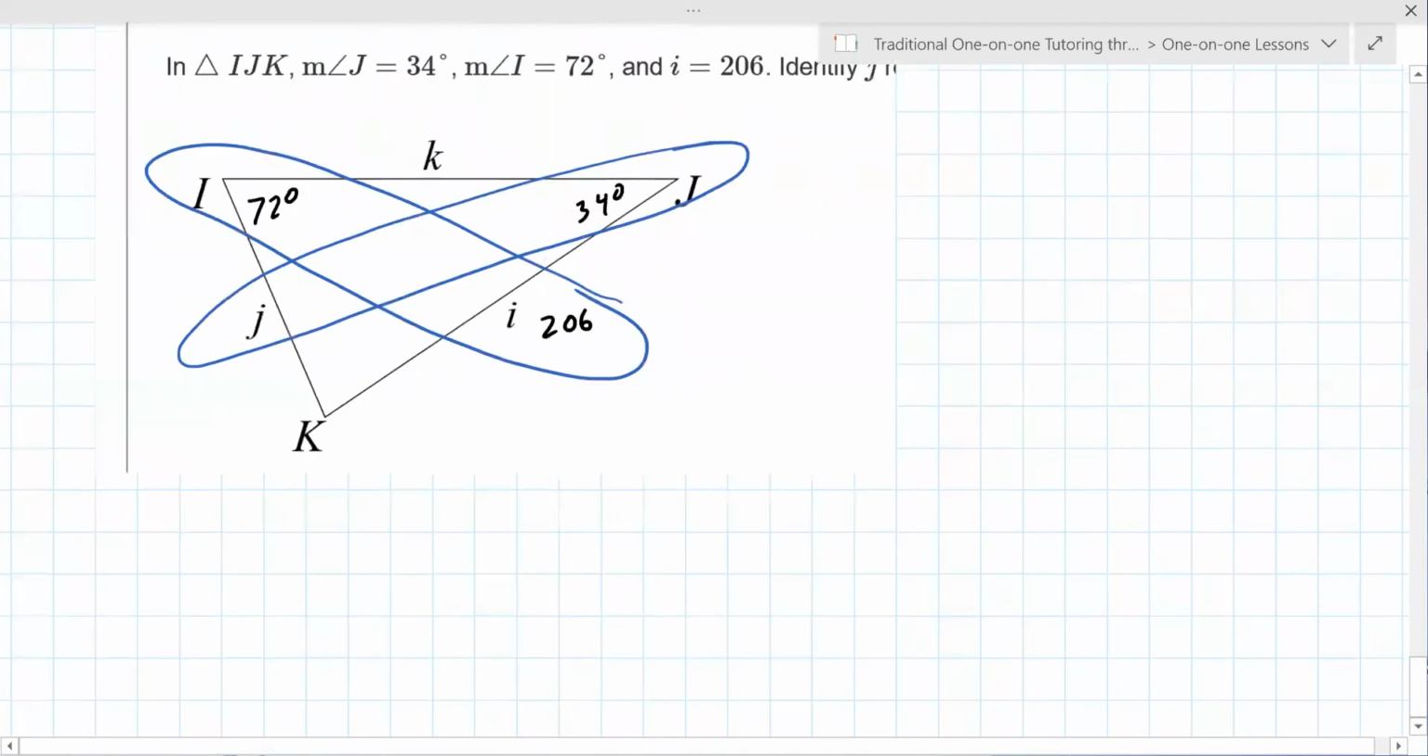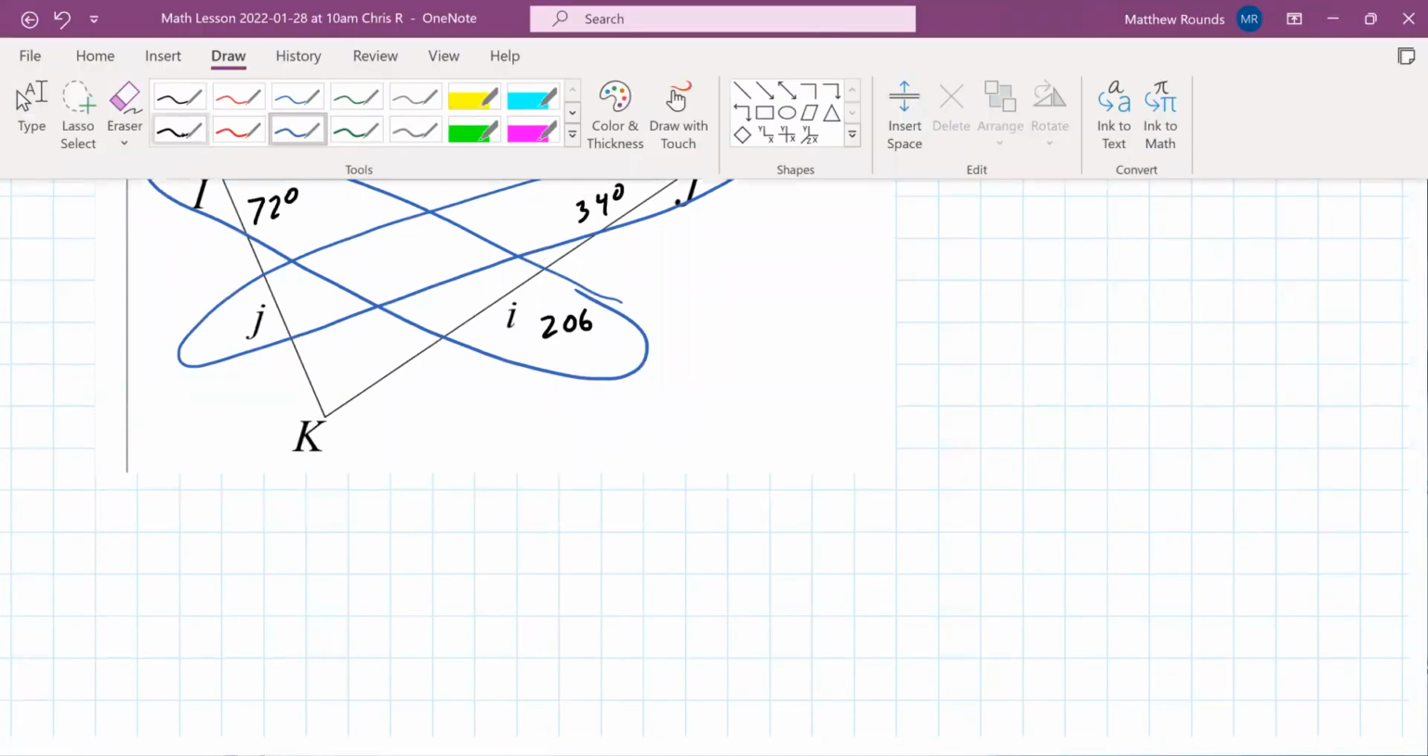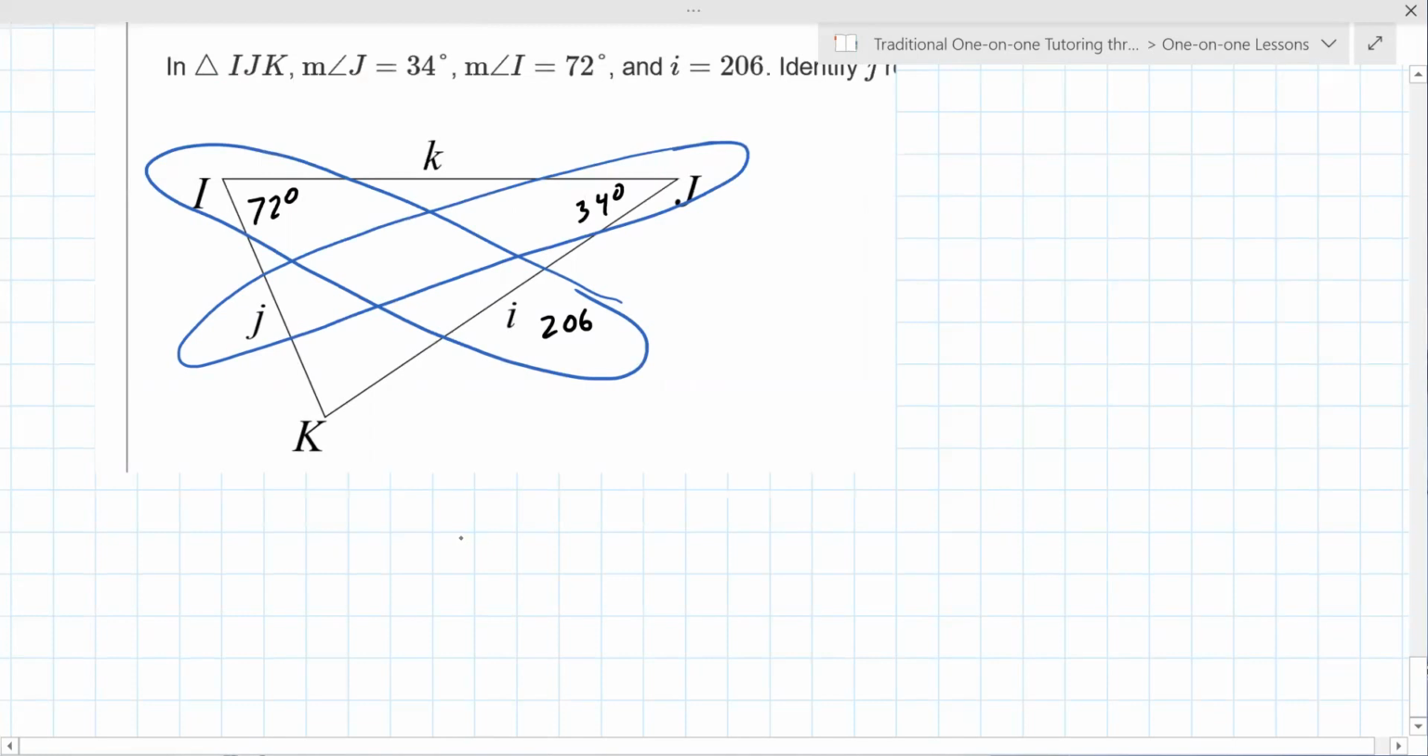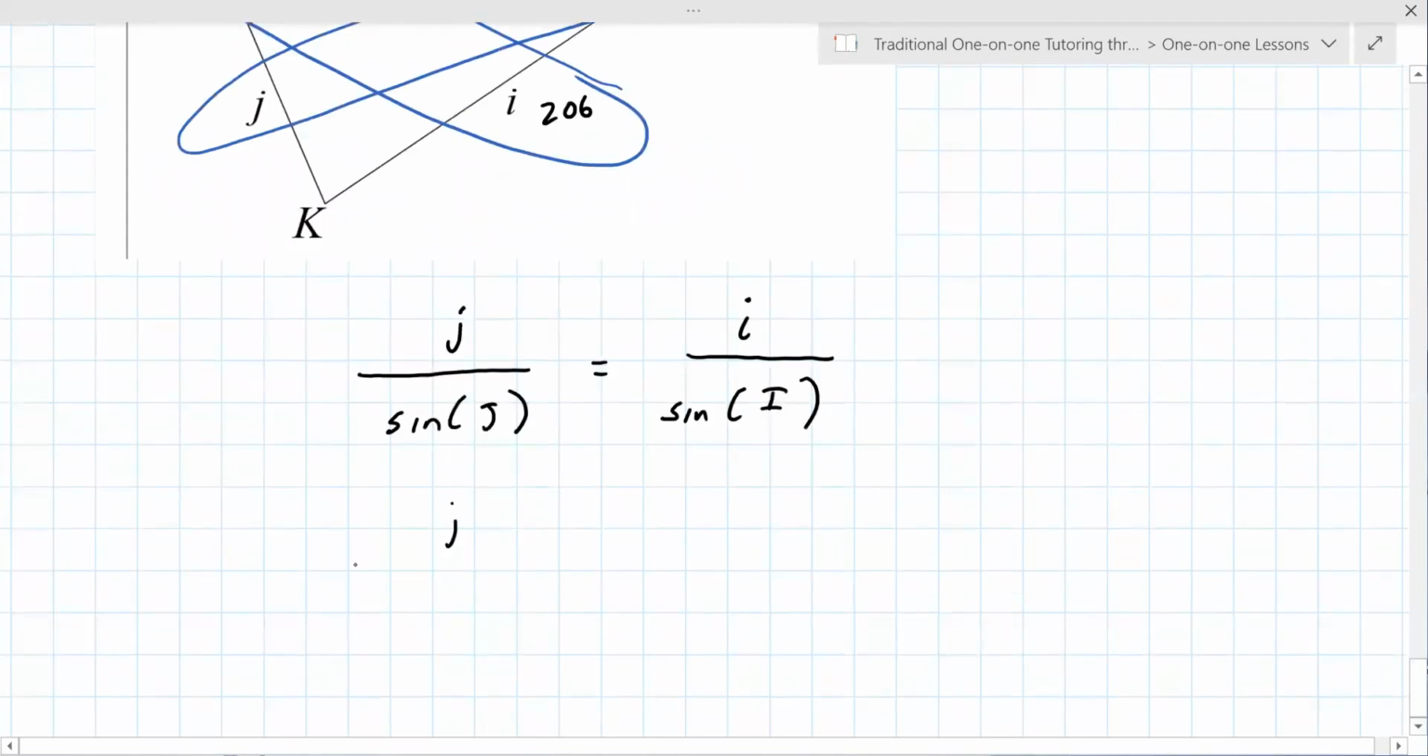Now we're going to set this up, and this is where I like to put the unknown in the top left. So it's little j over sine of big J equals i over sine of big I. Now we have all these numbers. We're trying to find little j. We have big J, that's 34. So we start substituting numbers: j over sine 34 equals 206 over sine of 72.